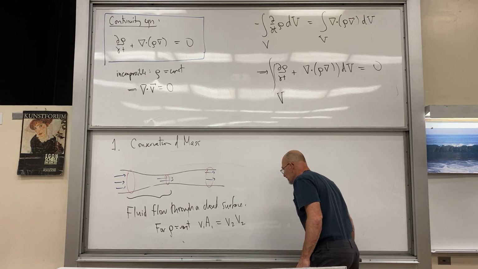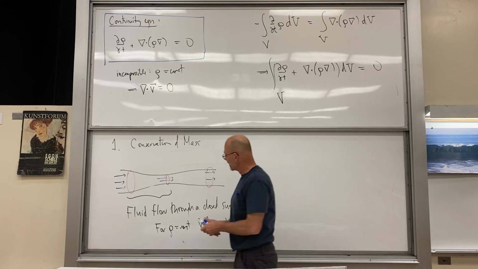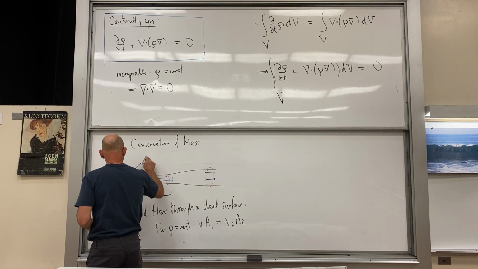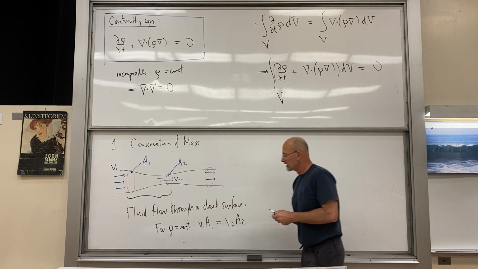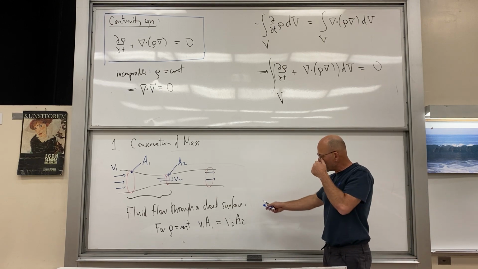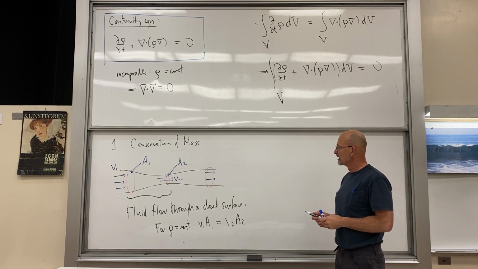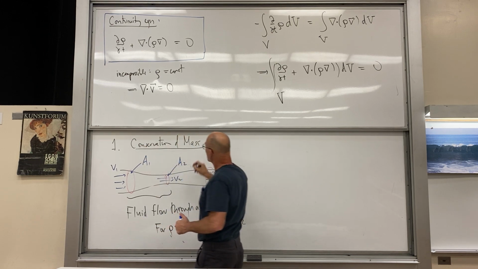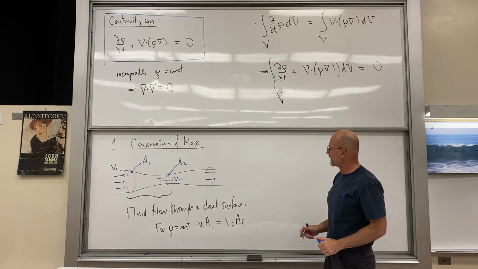Oops, that's A2. So I'll go ahead and label this thing. This is V1, there's cross-sectional area A1. This is cross-sectional area A2, and that's V2. So that's the really basic continuity equation that you will have had in that lower division book. And that would just be the direct application of this without going through any derivatives or anything.